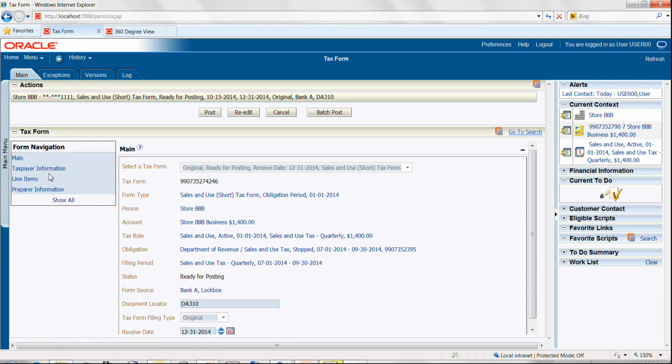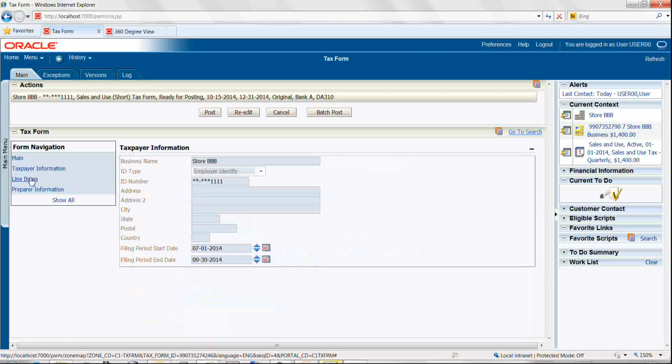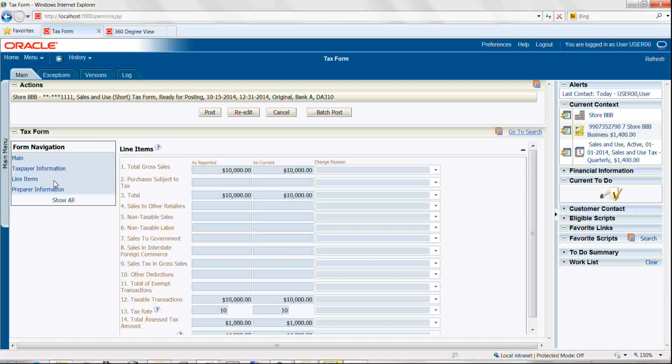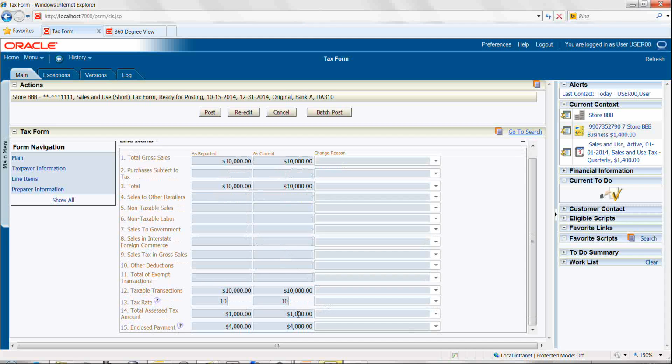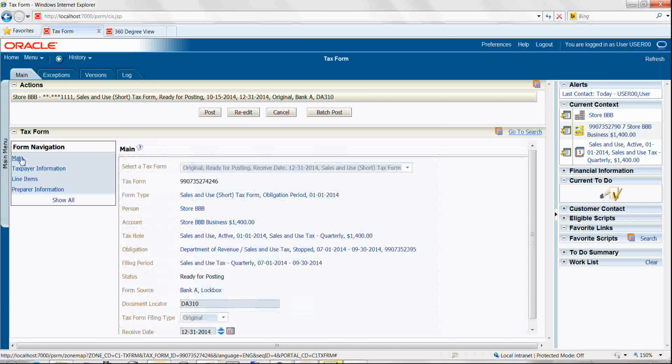Now, if we look at the details of this particular tax form, it's for the third period. The amount assessed is $1,000. I'm paying $4,000, so it's a big overpayment. But we have to remember that even though there's a large overpayment, there is another obligation, the second quarter obligation, which is in debt for $1,400, and we'll see how that works. So first thing I'm going to do is post it.